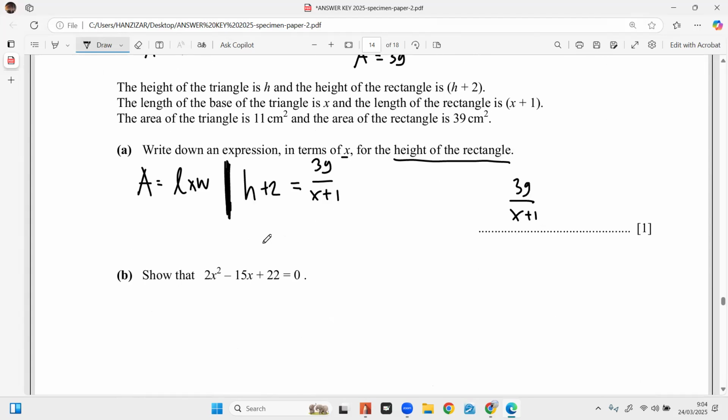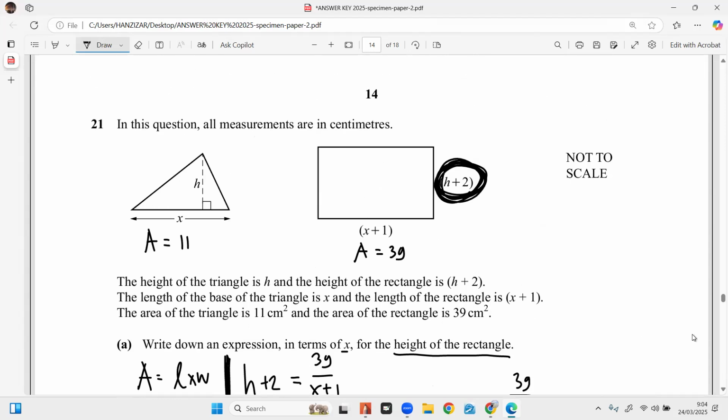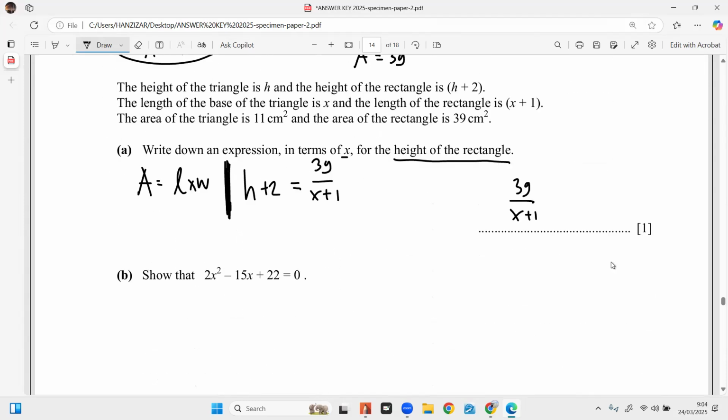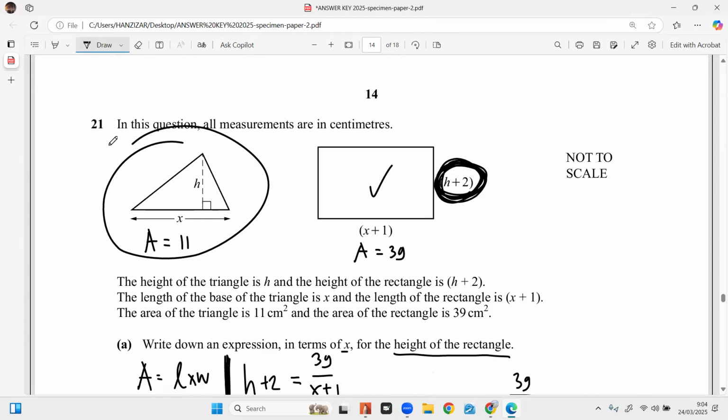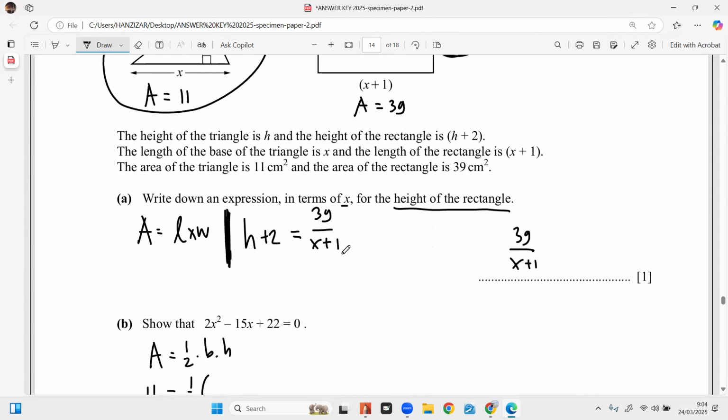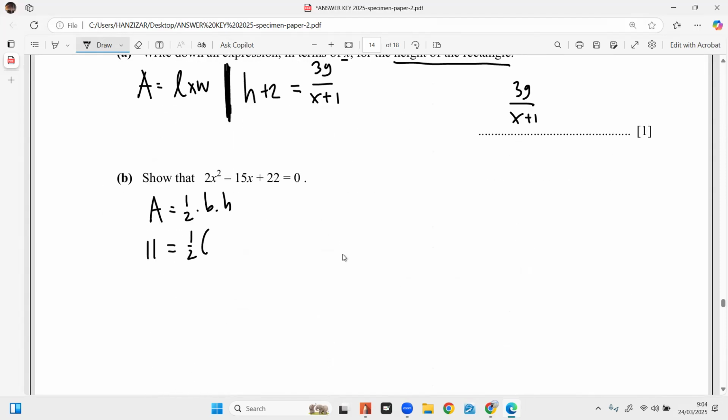So if you are showing this, by the way, we already did the rectangle, right? So try to use the area of a triangle. So area of triangle is half times base times height. Get it? So the area is 11, it's given. Half times the base. What is base? X. Oh, we have x now. What is height?